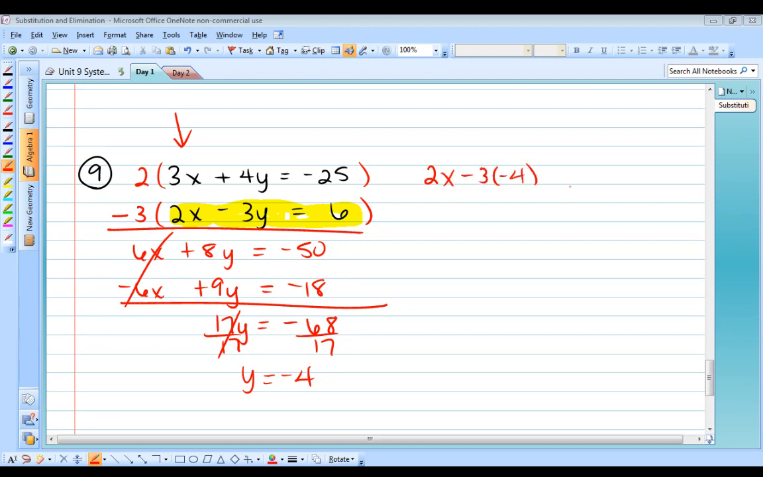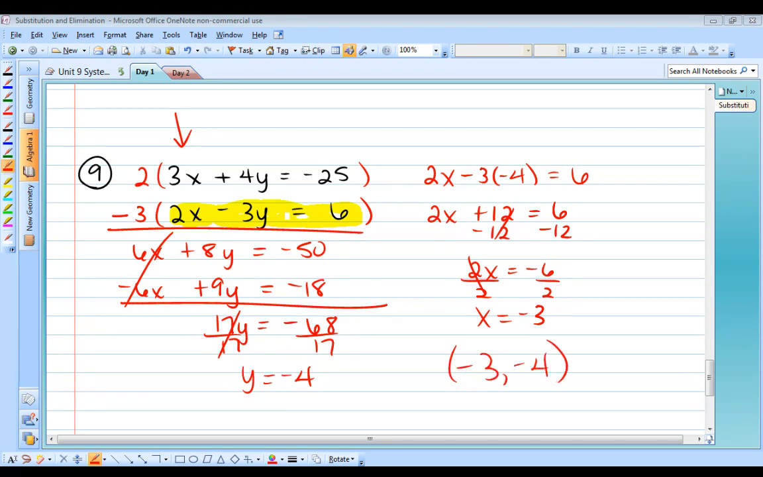Okay, so I'm plugging in negative 4 for y into the bottom equation. And then I'm going to simplify that. What's a negative times a negative, y'all? So be careful with your signs. And I'm going to subtract 12. So I'm getting 2x equals negative 6. Divide by 2. X equals negative 3. So what's my ordered pair? Negative 3, negative 4.